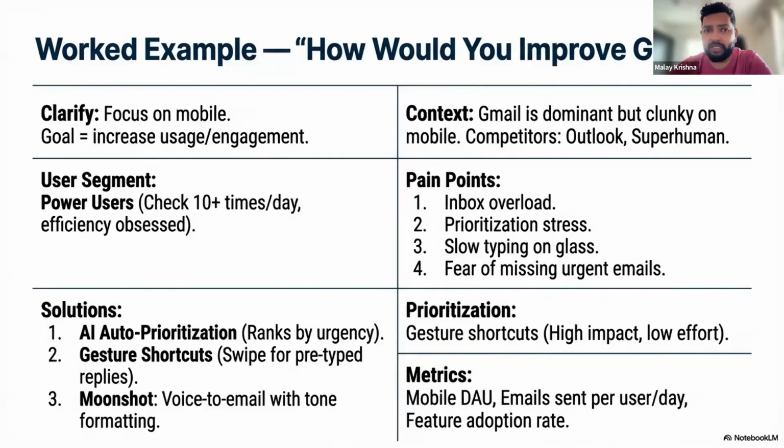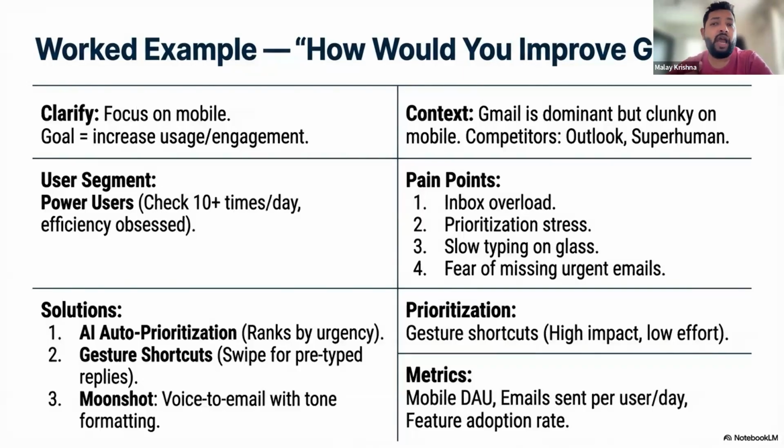So AI auto prioritization, the app actually learns from your response patterns and essentially ranks the best emails. Gesture shortcuts, right? So swipe patterns, pre-typed responses. You can swipe right. I think you already see it for a lot of mobile phones. That is there, and so on. You can have voice to text as well. Another idea that you could add from there.